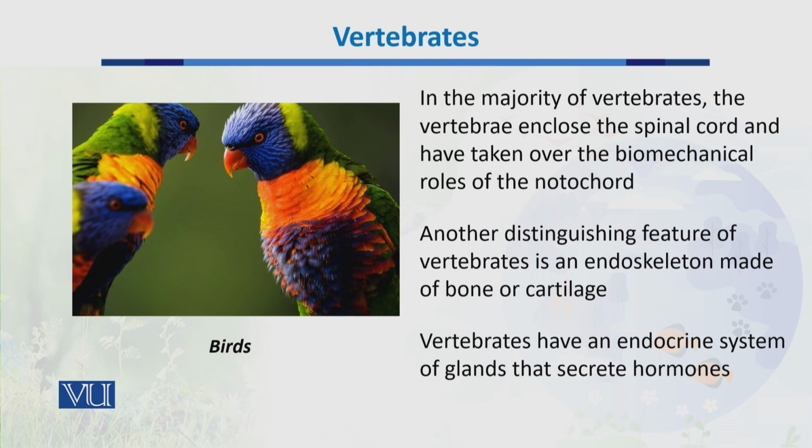Another distinguishing feature which vertebrates have is the presence of an endoskeleton in the form of bones and cartilages. Then vertebrates are advanced animals. They have a specialized endocrine system of glands which secrete different hormones which help them better adapt to the environments.